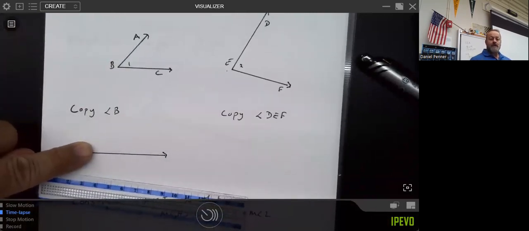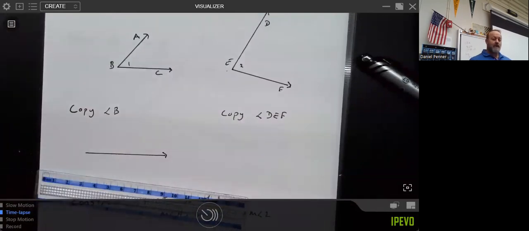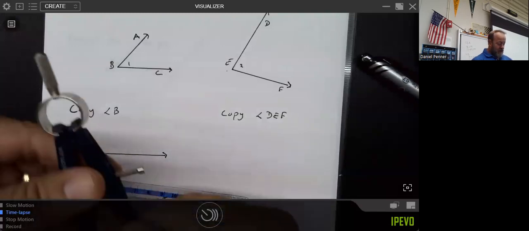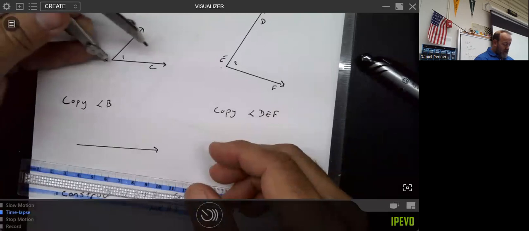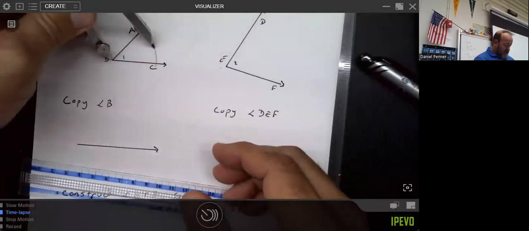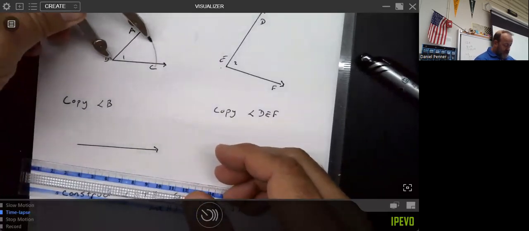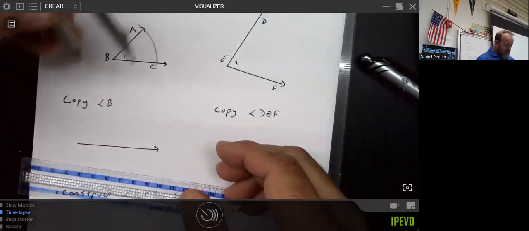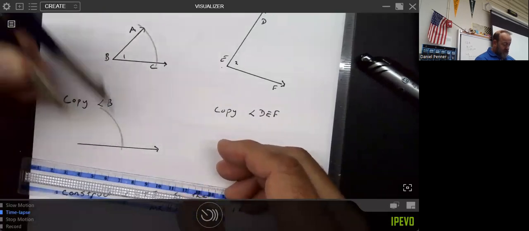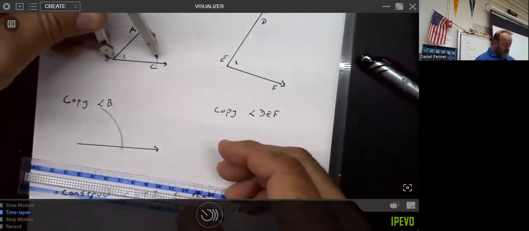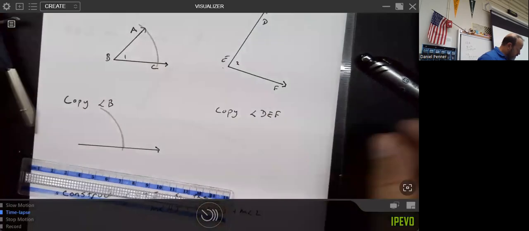So the first step is we take our compass and we open it up to a value that feels comfortable to us. Now, when you open it up really, really big, it's hard. Usually very, very small is difficult. I just try to make an opening that feels somewhat comfortable. And I come up to my angle and I draw an arc. And then I make exactly the same arc on the ray that I'm going to build on. So I make exactly the same arc on both.